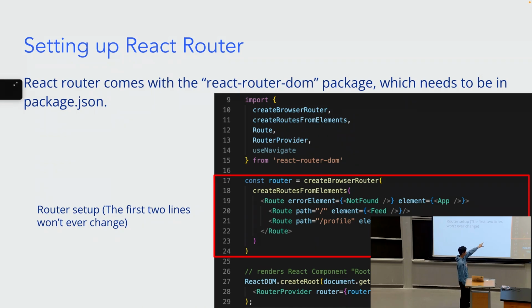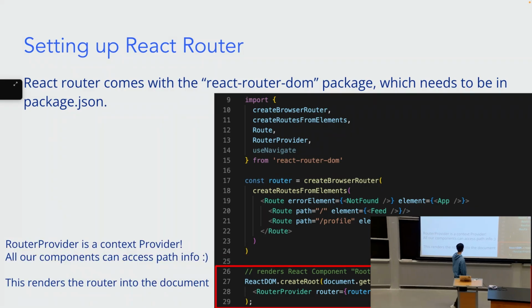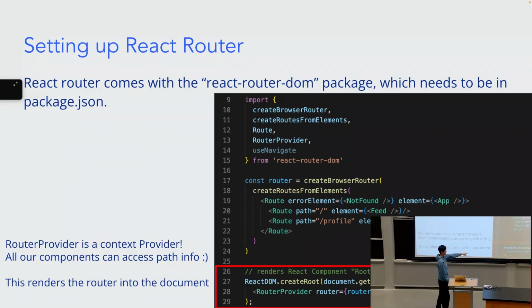And then we create the router based on what's inside of this component tree almost, and finally we render the router into the document by getting the element by ID of the root and then rendering the router provider into it.